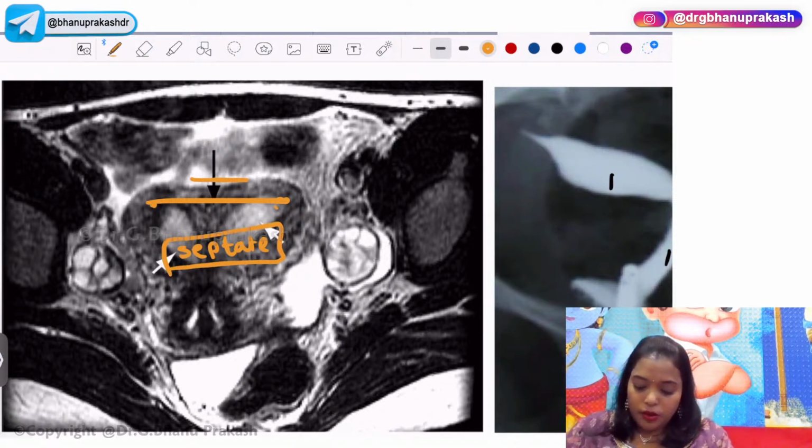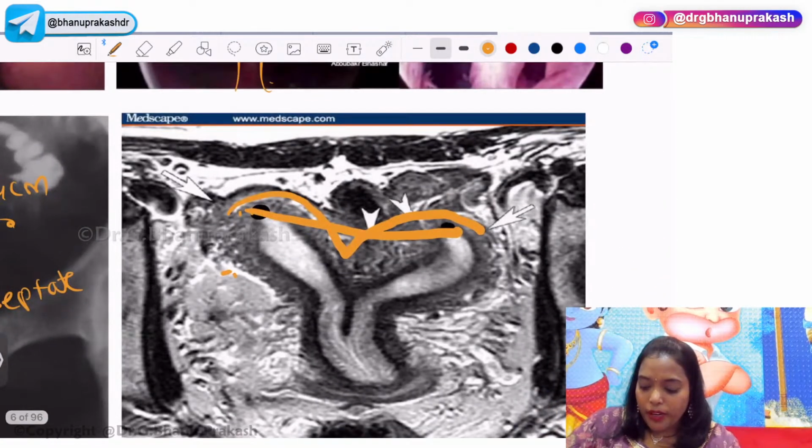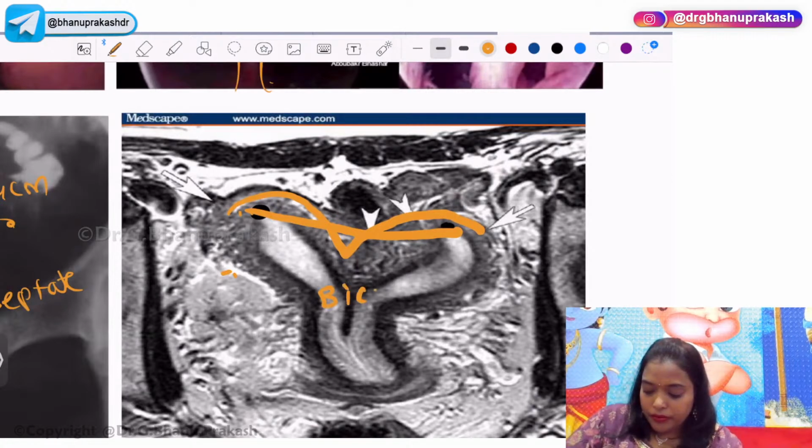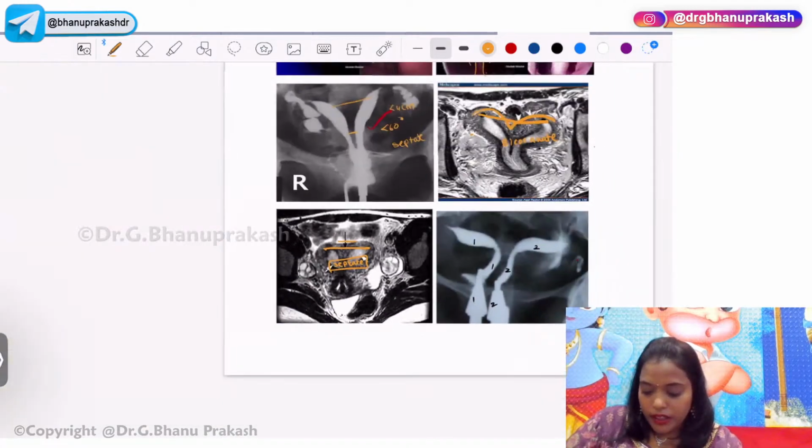Right? So draw a line joining both the cornua and then the fundal contour. If the fundal contour is above the line joining both the cornua, then it is septate. So this is bicornuate. And this is septate. Okay.